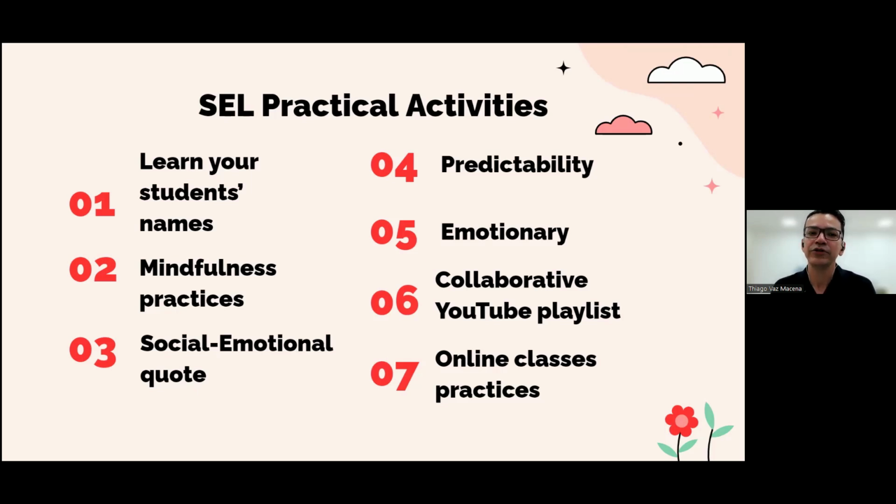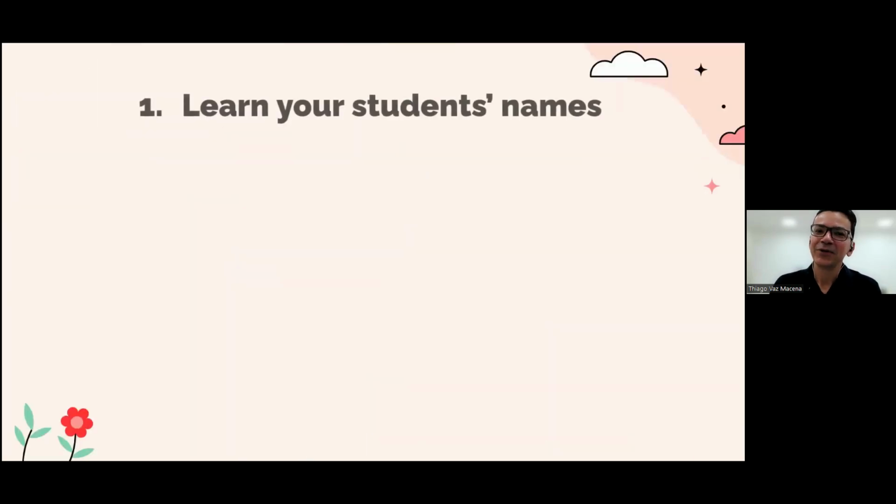The first activity I'm going to share with you is, it's not an activity, it's a practice: learn your students' names. The second one, mindfulness practices. The third one, social emotional growth. Fourth, predictability. Fifth, connectivity. Emotionary, it's one of my favorites. Sixth, collaborative YouTube playlist. And seventh, online classes practices. I decided to make a special chapter just to give practical hints for teachers who work online. So let's start with the first one.